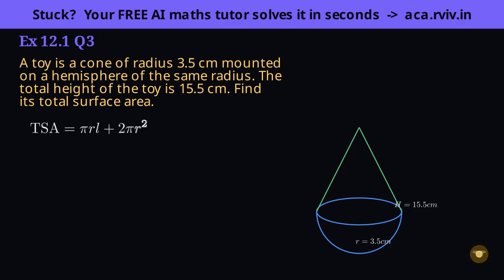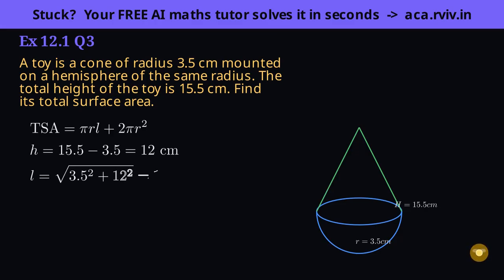Total surface is pi r L plus 2 pi r squared. Both parts share the radius 3.5. The hemisphere's own height equals that radius, so the cone's height is the total 15.5 minus 3.5, which is 12. The cone's slope is painted, so we need its slant height, not the vertical 12. Pythagoras on radius 3.5 and height 12, square each, add, take the root, gives a clean 12.5.